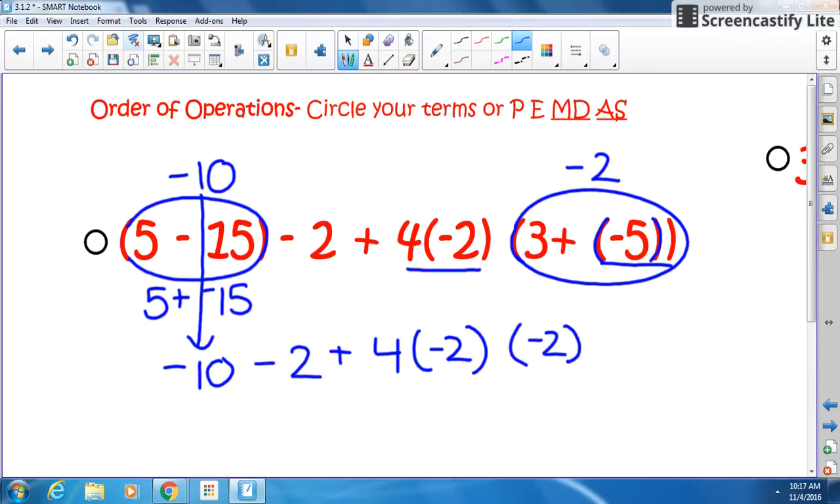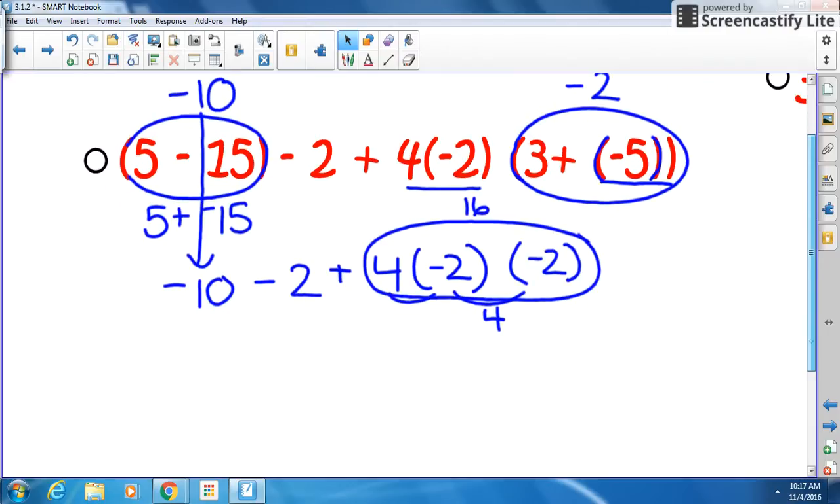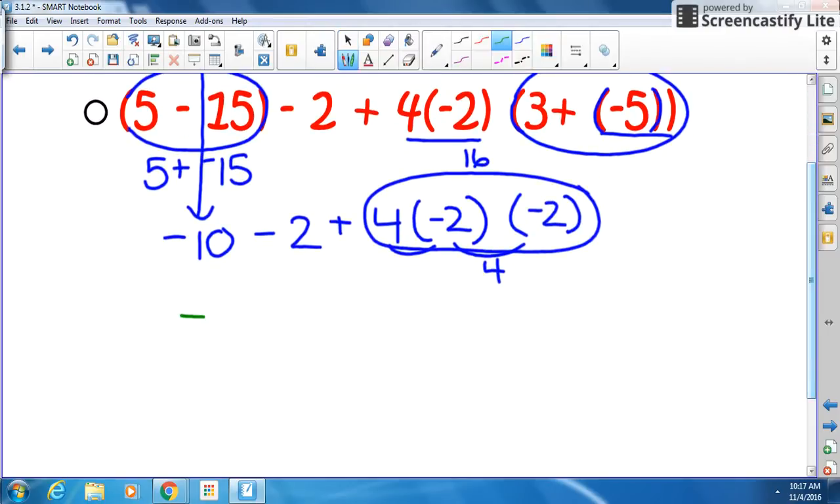I'm going to look. I have no exponents. Multiplication and division. I'm going to start here. These two numbers right next to each other mean multiplication, but so does this. So all of this is a multiplication tied together. Now I know when I multiply, I can do it in any order. So I'm going to do -2 times -2 first, which is 4. A negative times negative is a positive. So now I really have 4 groups of 4, which I know is 16. I'm going to take a minute and I'm going to rewrite everything I have so far. I have -10 minus 2 plus, now remember this is 16.